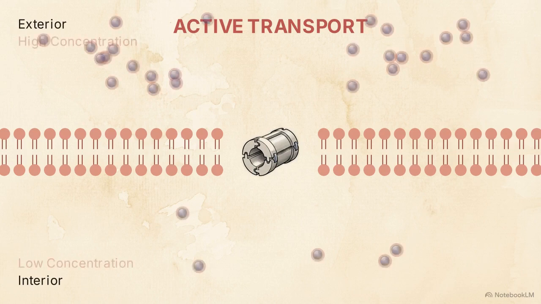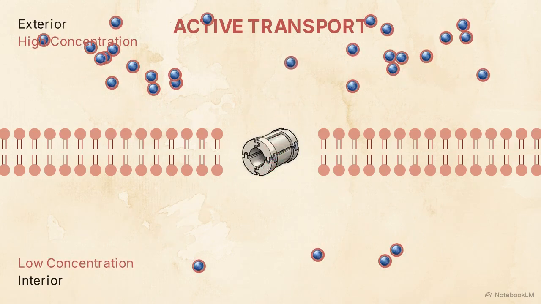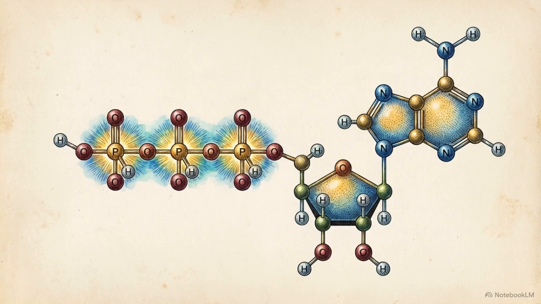But sometimes the cell needs to pull materials against that natural flow. Watch how these mechanical pumps use glowing energy icons to force red particles from a low concentration area into a high one. This is active transport, and it requires the cell to spend ATP, the molecule that serves as the primary energy currency for all cellular processes.